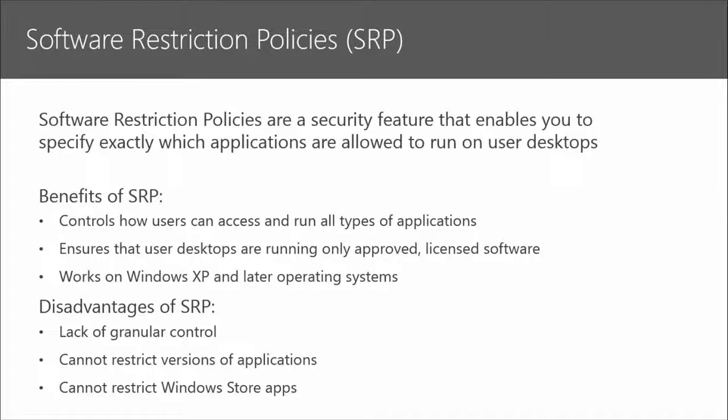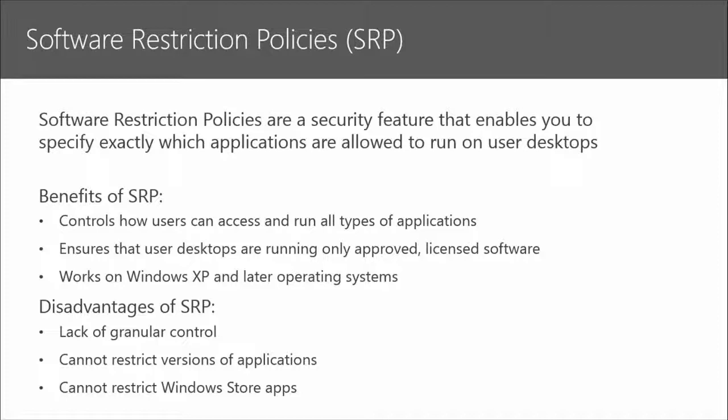The classic rule is a path rule. What's the path to the executable? And you can say to allow or deny that executable. The problem with SRP is not really a problem per se, but it lacked granularity. It didn't have a whole lot of features. It was a fairly basic way of allowing or denying software.